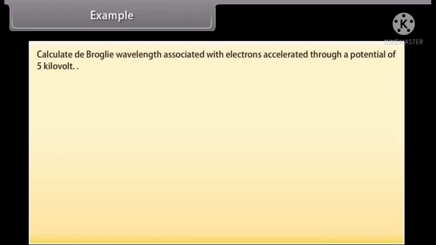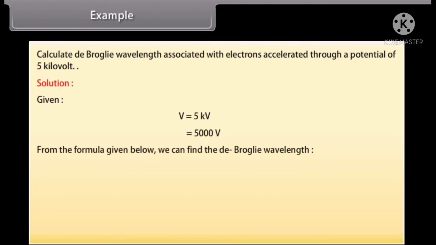Example. Calculate de Broglie wavelength associated with electrons accelerated through a potential of 5 kilovolt. Solution. Given V = 5 kilovolt = 5000 volt. From the formula given below, we can find the de Broglie wavelength. Lambda = 12.27/square root of V angstrom. Lambda = 12.27/square root of 5000 angstrom = 0.173 angstrom.